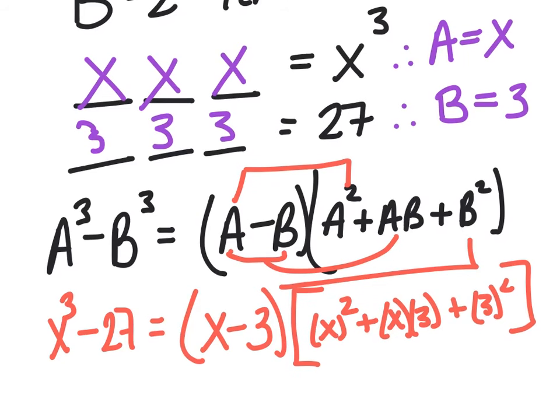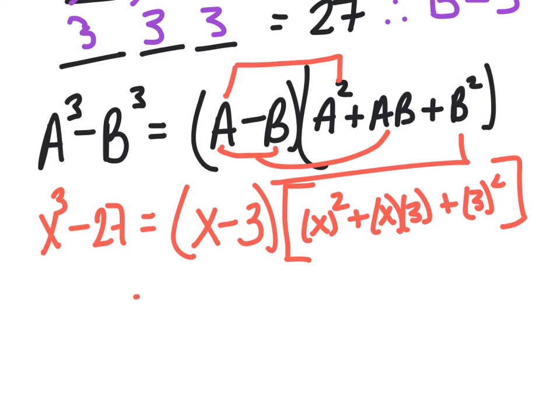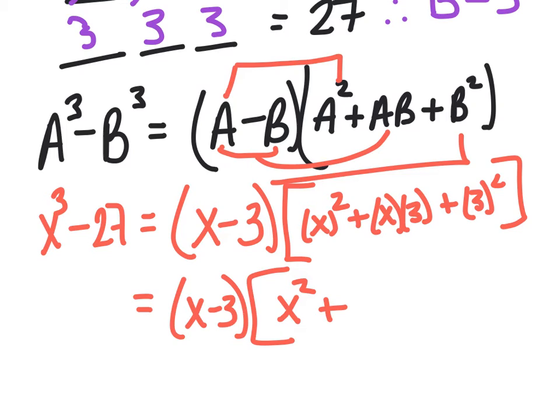Now we'll just go through and clean up the math behind it. So this equals x minus 3. When I take an x and square it, I get x squared. Keep my plus sign, x times a 3, we just put the number first, 3x, plus 3 squared is 9.